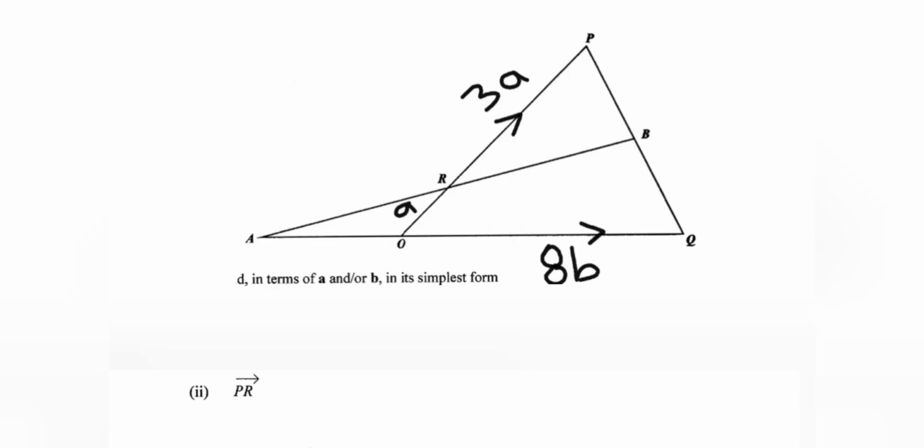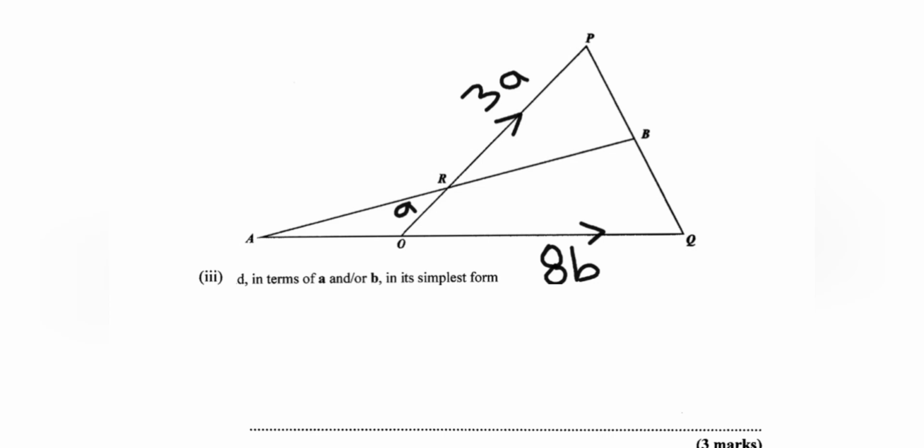Part II is asking us to find the vector PR. If we look carefully on our diagram, we can see that we have RP being 3a. So PR would be the opposite of that because we're going in the opposite direction of the arrow. PR would be minus 3a.